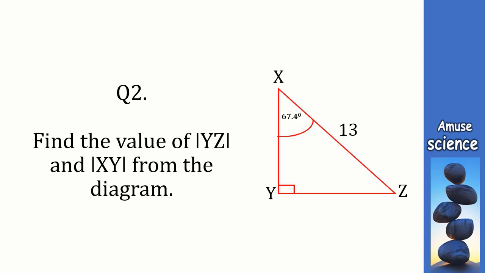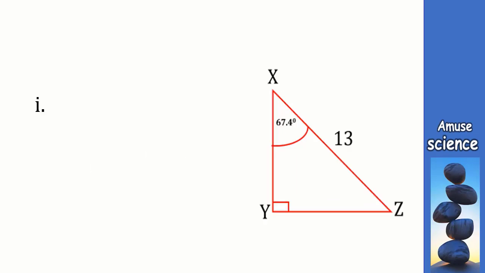Now let's take our second question. Our second question reads, find the value of yz and xy in the diagram given. This time we have been given an angle located at x, which is 67.4 degrees. So let us find the side yz. We know that the side yz is the opposite, and we have been given the hypotenuse to be 13. So we can use sine to find the length yz.